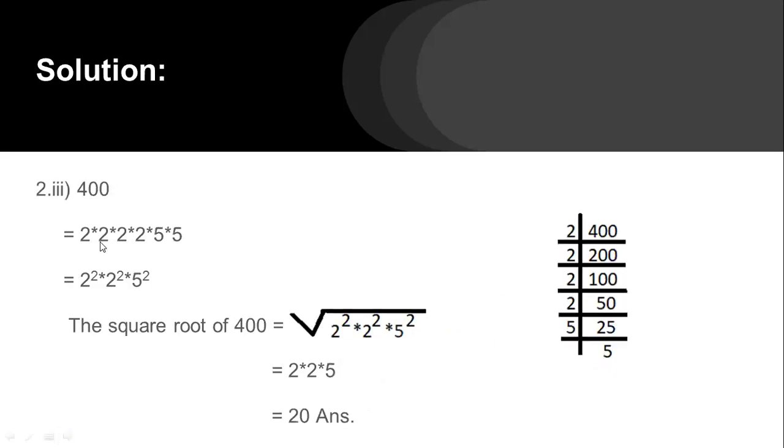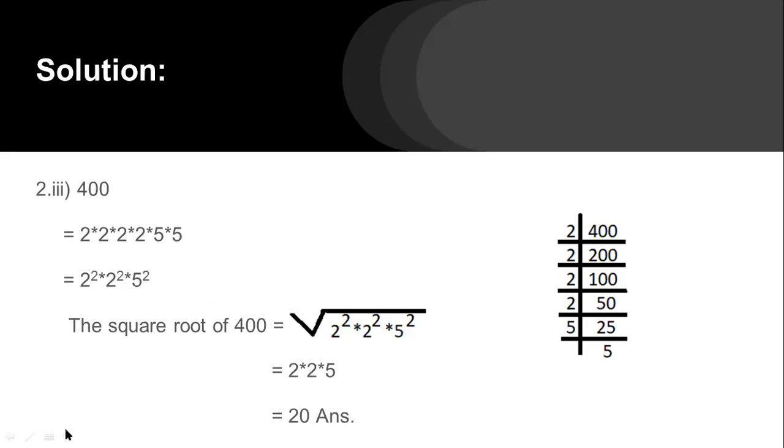Similarly, we factorize 400. 2 200s are 400, 2 100s are 200, 2 50s are 100, 2 25s are 50, and 5 5s are 25. Please factorize with prime numbers only. It starts from 2, because 2 is the smallest prime number. We express it as 2 into 2 into 2 into 2 into 5 into 5. In square form, the square root of 400 equals the square root of 2 square into 2 square into 5 square. Square and square root cancel, then 2 into 2 into 5 is left, which is 20. That means 20 is the square root of 400, and we obtain 400 by multiplying 20 by 20.